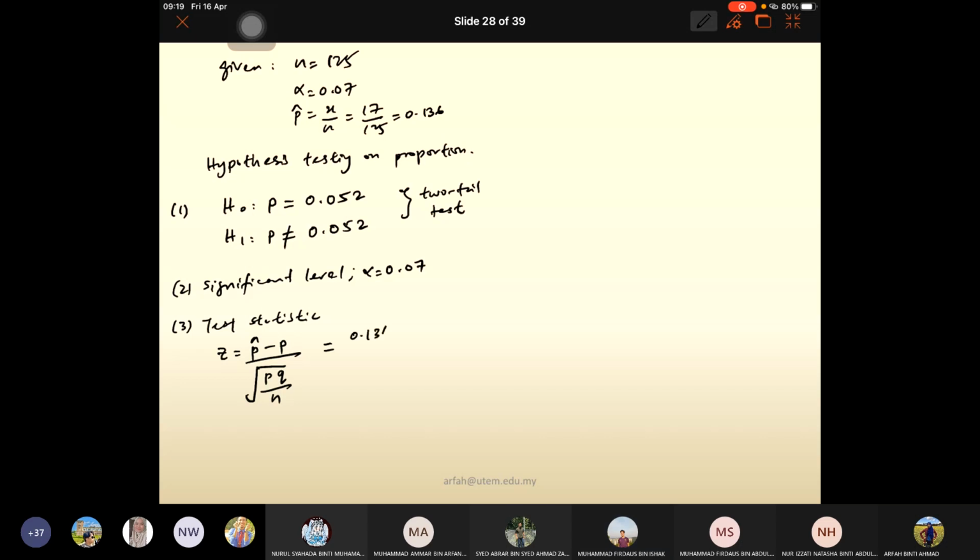So this one akan sama dengan 0.136 tolak 0.052 dibahagi dengan square root 0.052 kali Q. Q sama dengan 1 tolak P. That means 1 tolak 0.052, bahagikan dengan N sama dengan 125.